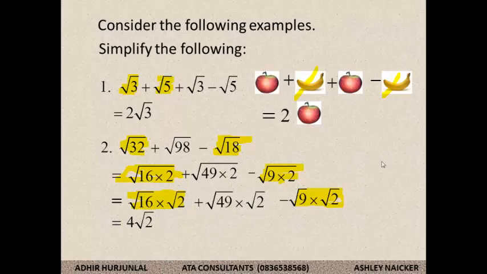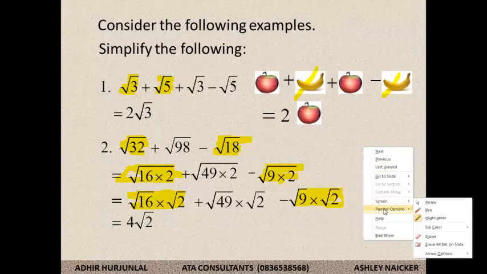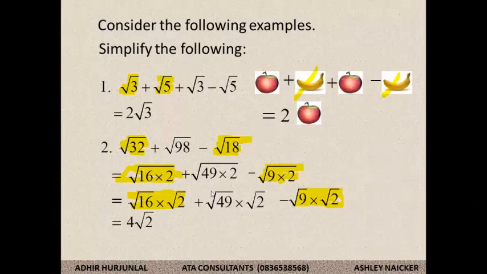Let's go to another color. Look at this, guys. If I have to deal with this, the square root of 49 times 2, it's the same as the square root of 49, which is 7 root 2. Minus, this becomes the square root of 9, which is 3 root 2. And obviously now, guys, I've got here 4 apples plus 7 apples minus 3 apples is equal to 8 apples. Or in this case, it is equal to 8 root 2.